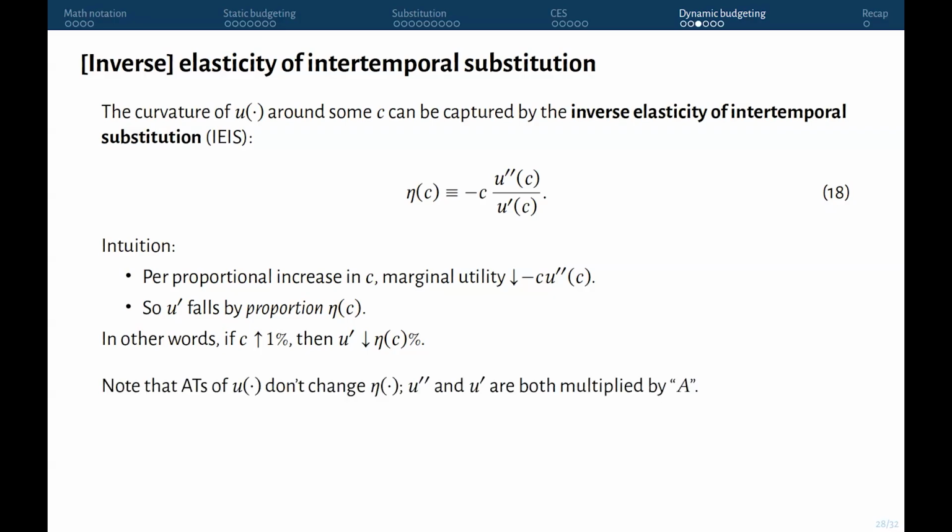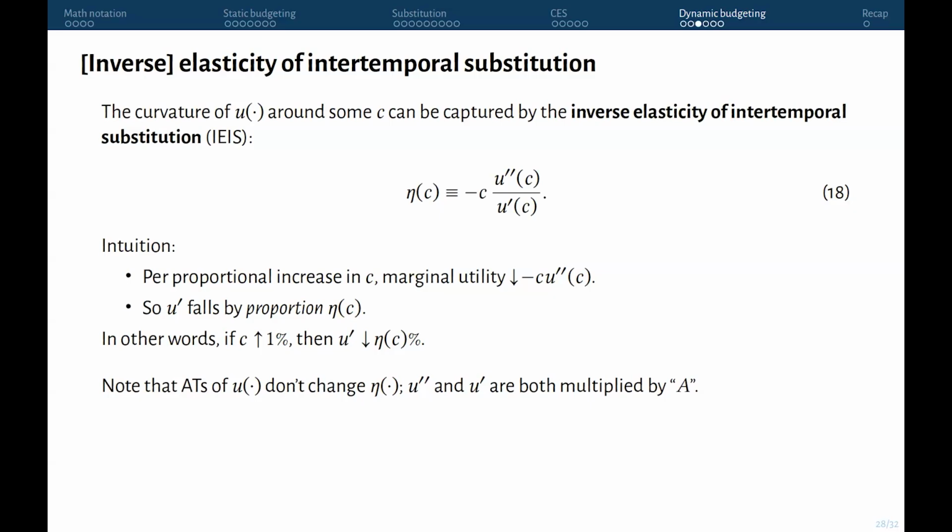Note that affine transformations of your utility function won't change this formula. Because an affine transformation, as we saw before, is one where you take that original utility function, multiply it by some a that's positive, and add some b. Well, adding the b won't make a difference to the derivative because the constant b will just fall off. Multiplying by a will just multiply the derivative by a, and it'll multiply the second derivative by a as well. So since we're dividing the second by the first, the a's will just cancel.